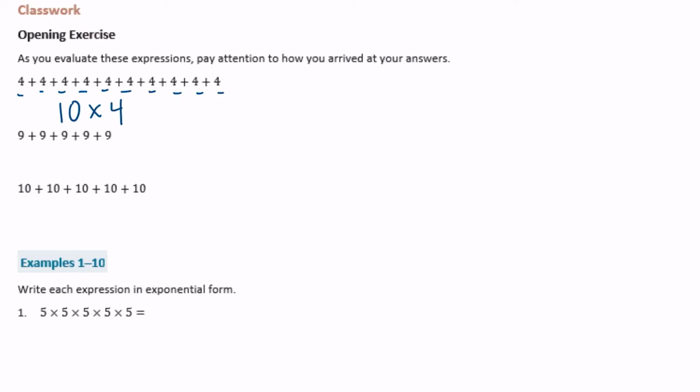And then the next one, how many 9s do we have? Well, there are 1, 2, 3, 4, 5. So 5 groups of 9, 5 times 9. And then we have 10 plus 10 plus 10 plus 10 plus 10. So 5 groups of 10. So 5 times 10 is how I would write those.